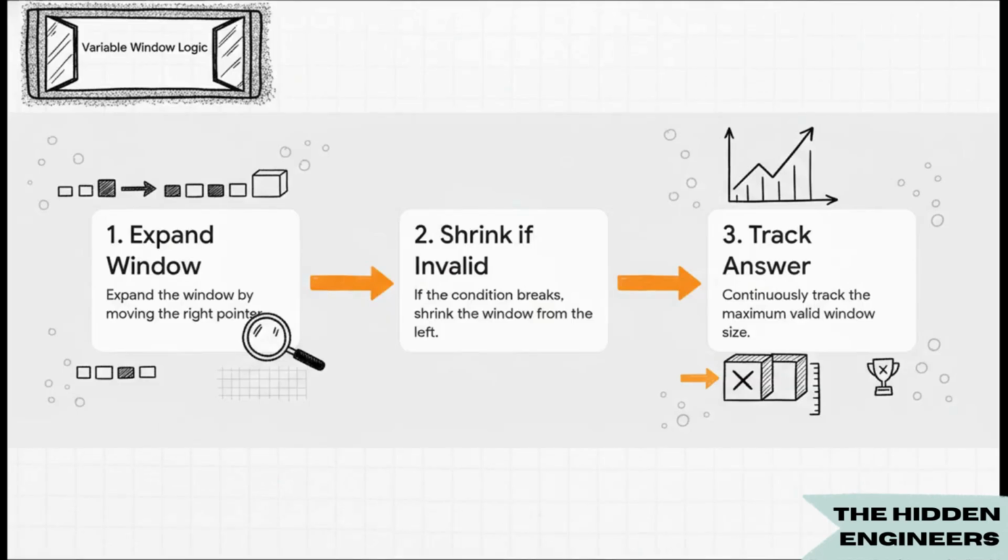The logic here is kind of like an accordion. You keep expanding the window from the right, one character at a time, making it bigger. But the second you break your rule, like, oops, you just added a character you've already seen, you have to start shrinking the window from the left side until it's valid again.